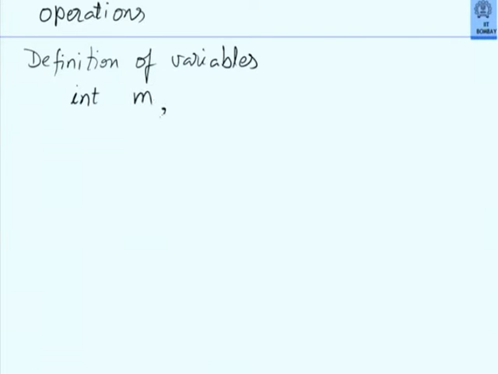Since most of the data types are arithmetic data types, the operations will also be arithmetic type. First, we consider the definition of variables. So how do we define integer variables? For example, we may say int m, n, p. This is one way of defining. So you write the keyword int followed by the names of the variables that you have. Each one gets allocated memory 4 bytes.